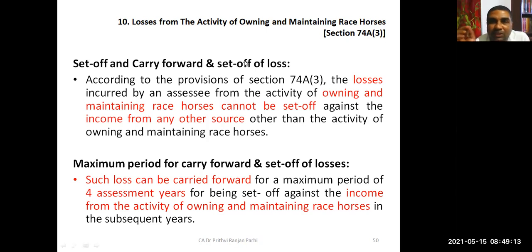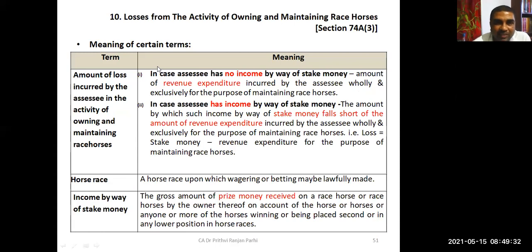So losses generated from the activity of owning and maintaining resources can only be set off against a similar activity. And that can be carried forward for how many assessment years? 4 assessment years. Okay, that concept we had discussed.